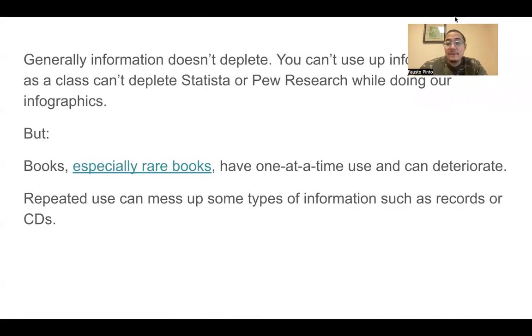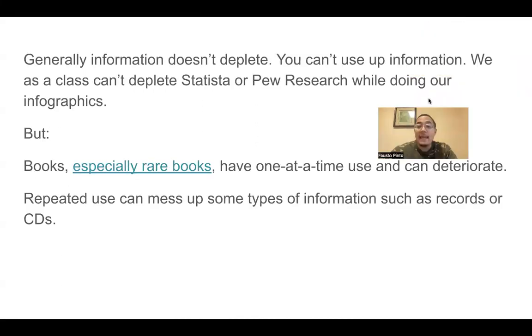So generally, information doesn't deplete. We can't use up information, right? We as a class can't use up Statista. We can't use Pew Research and say, oh, there's no more Pew Research for the next student. But in certain terms of information, depending on where they're stored, they can be depleted. When we look at books, especially rare books, they have one-at-a-time use and can deteriorate.